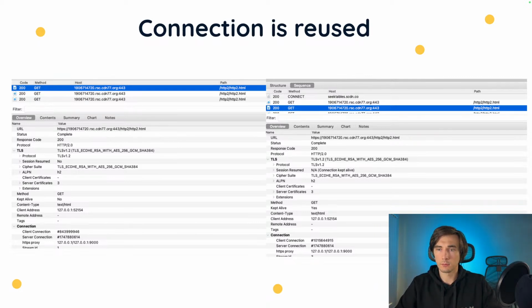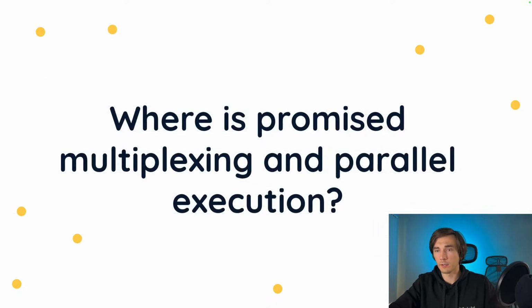We know from the previous slides that different streams are used as the mechanism that allows you to send requests in parallel. But in this case, yes, it was 2 separate streams, but requests were sent sequentially, unfortunately. So where is the promised multiplexing? I want to execute requests in parallel.